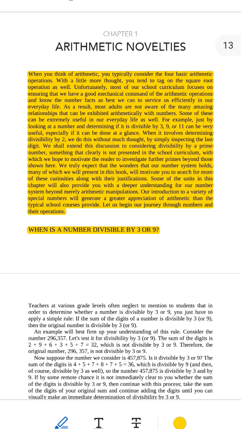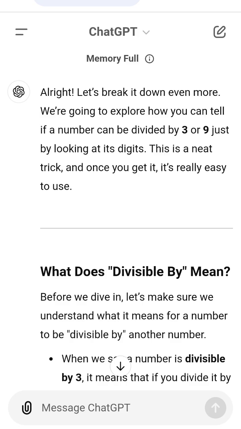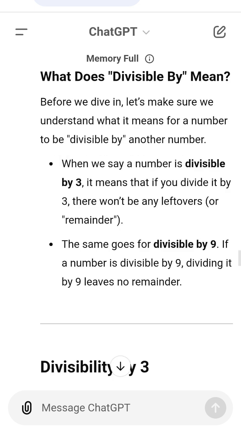Why do these rules work? These rules work because of the way our number system, called base 10, is structured. When we write a number like 123, it's really a combination of hundreds, tens, and ones. The numbers 3 and 9 have a unique property in base 10. If the sum of all the digits in a number can be divided by 3 or 9, then the whole number can be divided by 3 or 9 too.